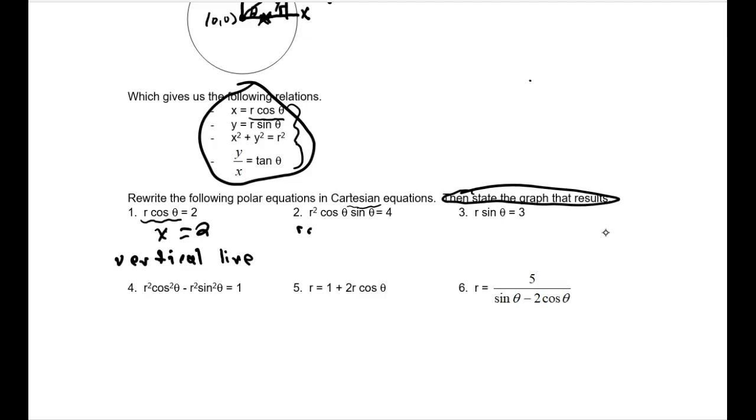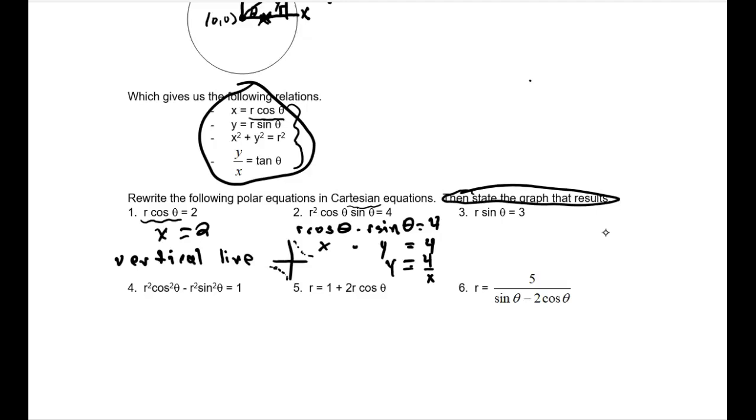Number 2, if we rewrote this just a little bit, this is really our cosine of theta times our sine of theta, equaling a 4. Our cosine of theta is x. We're multiplying that by our sine of theta, which is y, equals a 4. If we solve that for y, you get y equals 4 over x. No specific name for that. It would have a vertical asymptote at 0, and it would look like this, if we were to sketch out what that graph looks like.